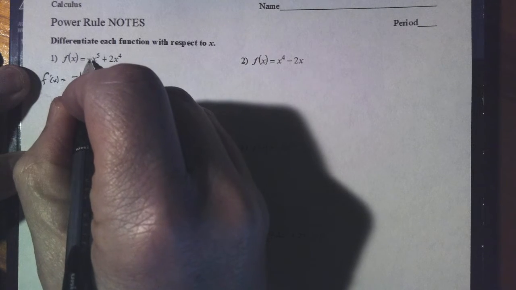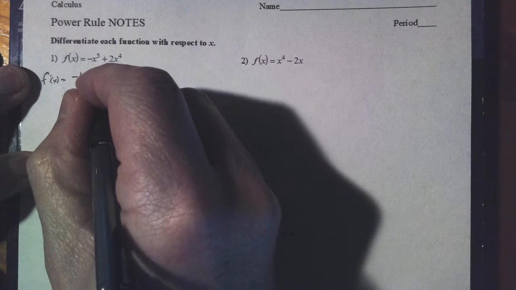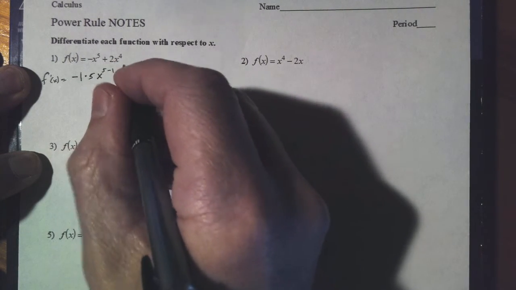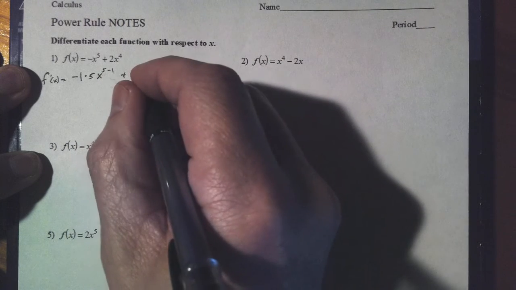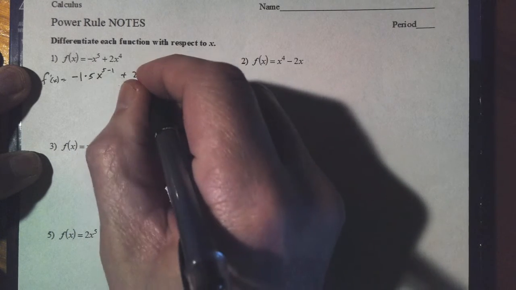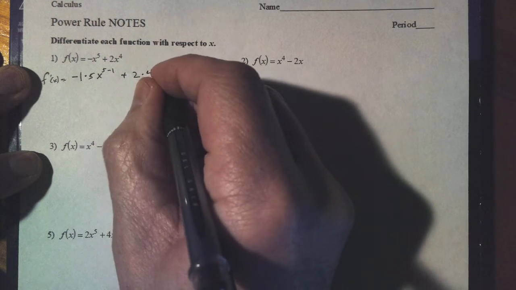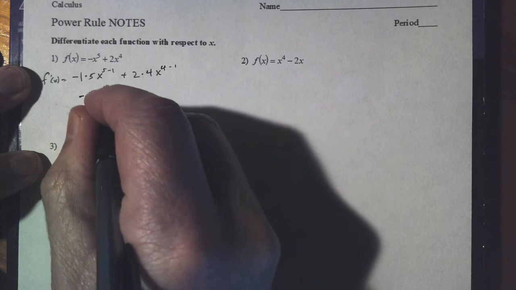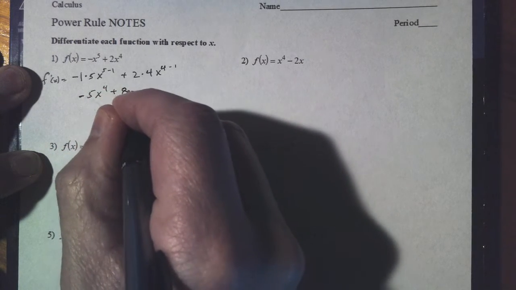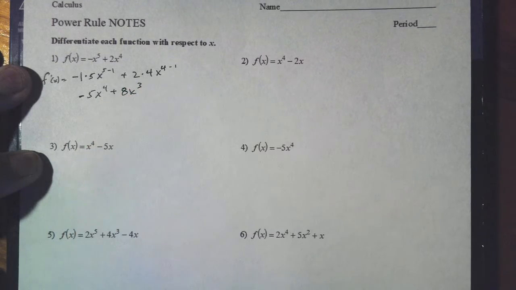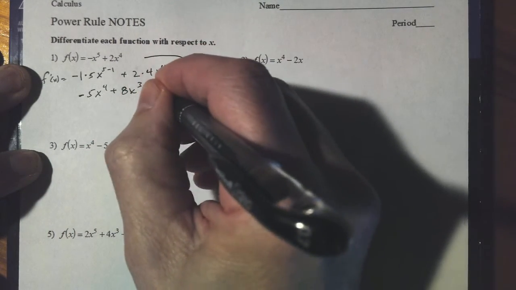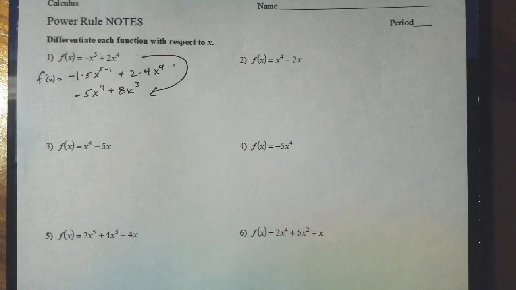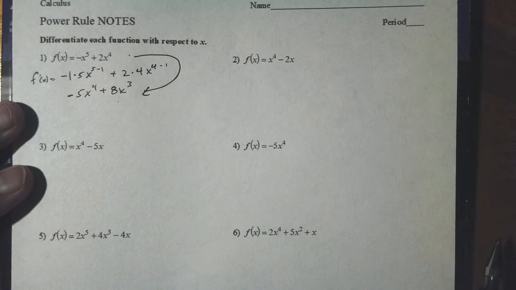The constant in front here is -1, then we bring the 5 down, x to the, we reduce 5 by 1. Plus, leave the constant alone, bring the 4 down, x to the 4 minus 1, so we end up with -5x to the 4th plus 8x to the 3rd. And I think it's pretty easy to see how we could just get from here directly to there. So we're going to do that moving forward.